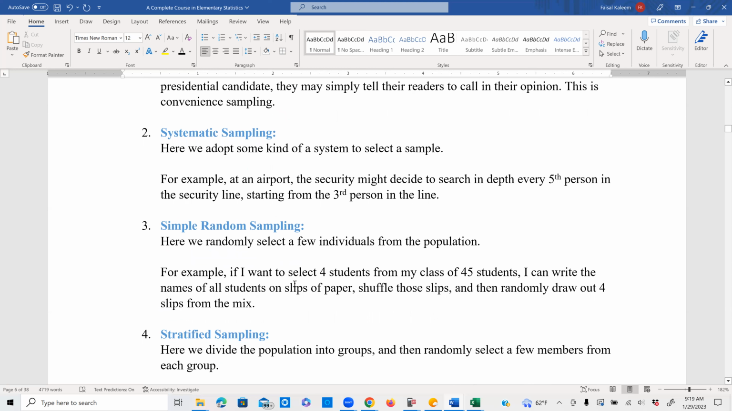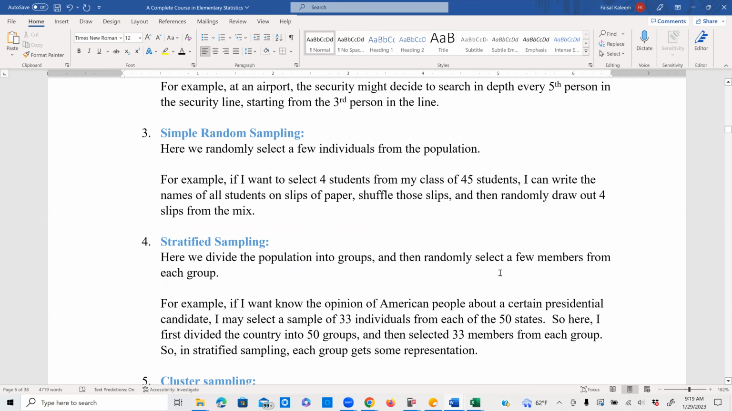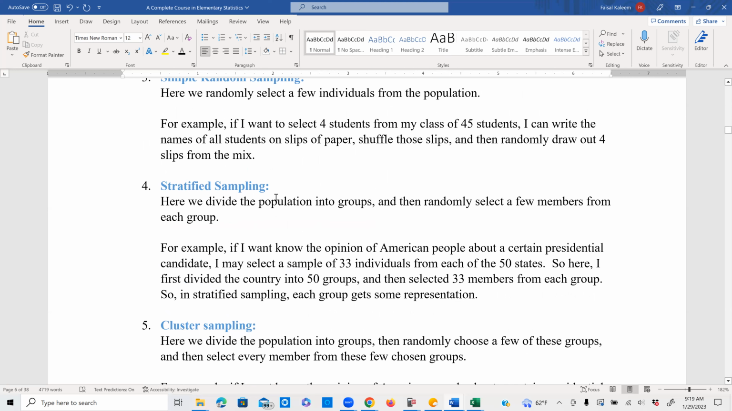So to select 4 students from my class of 45, I can just write the names of all on a slip of paper, shuffle the slips, and randomly draw out 4. And that's simple random. So then stratified and cluster are 2-level samplings. In stratified, we divide the population into groups and then randomly select a few members from each group. So every group gets a representation here.